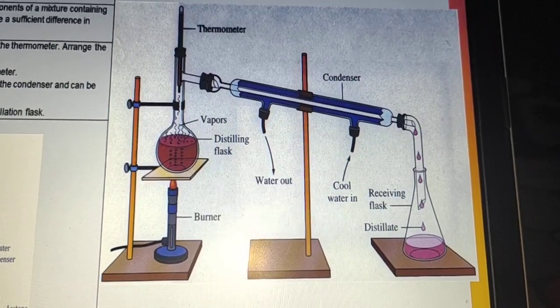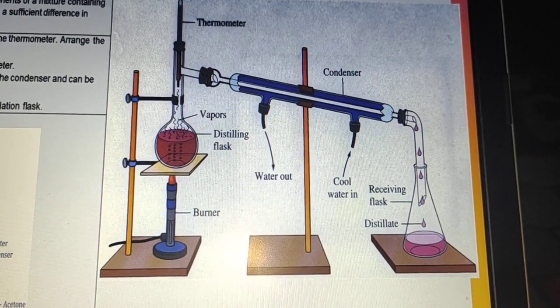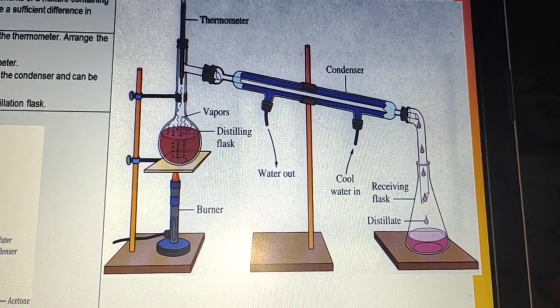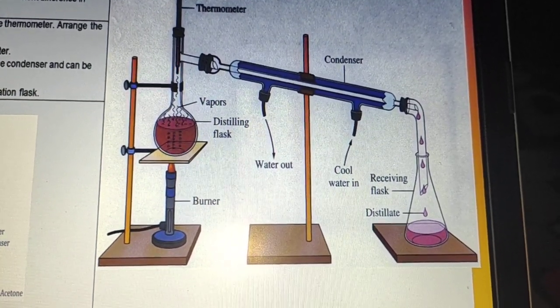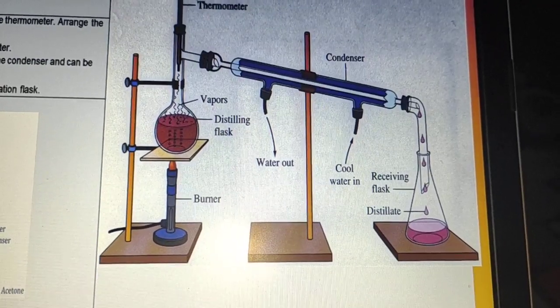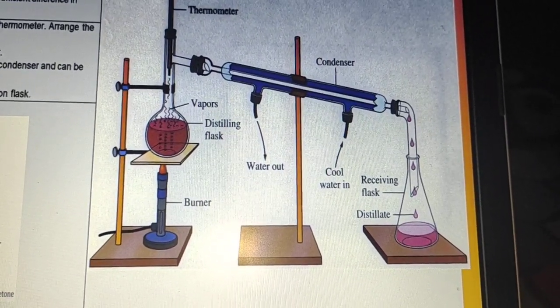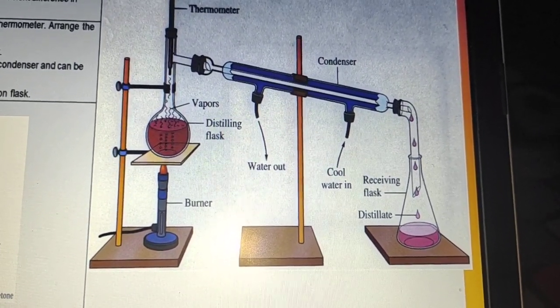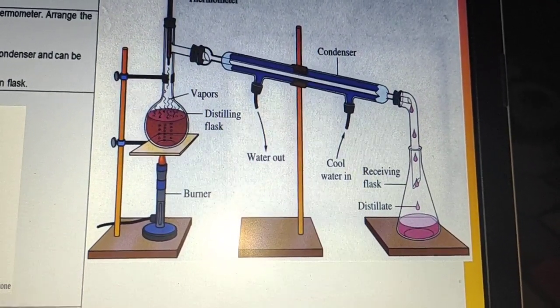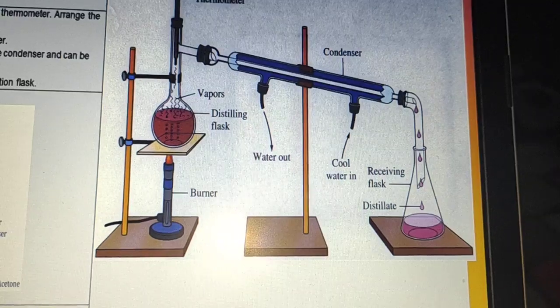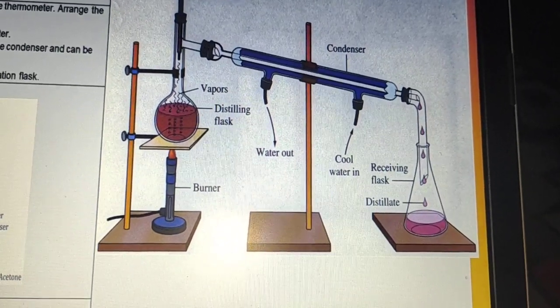The main work of the condenser is cooling down, because you are connecting the water inlet of the condenser with the tap, and the other is the outlet of the water through which the hot water exits. So the inlet cools down your vapor, and that vapor is converted again into liquid, that is the distillate, and you can collect the distillate in the receiving flask.